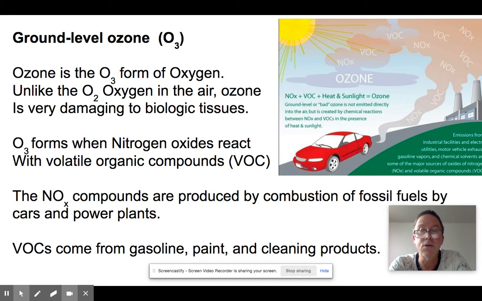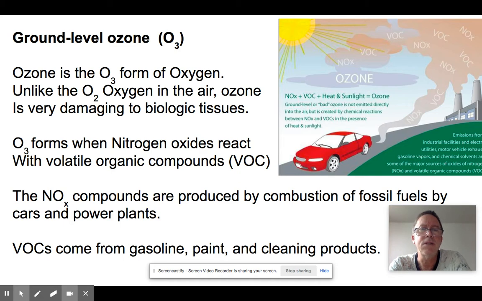Ozone is the O3 form of oxygen, and O2 is what we normally breathe. But O3 has that extra oxygen that breaks loose and is very powerful at damaging tissues in our lungs and other organs. So how does it get into the air?